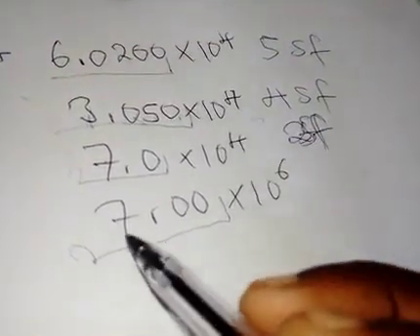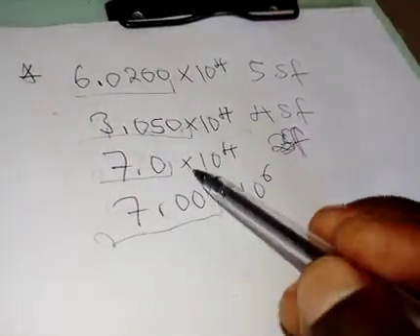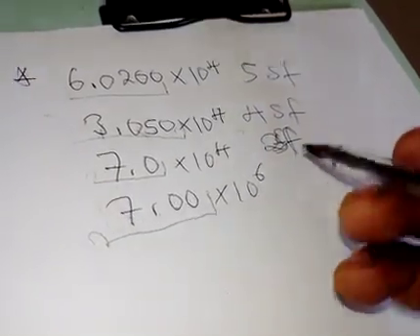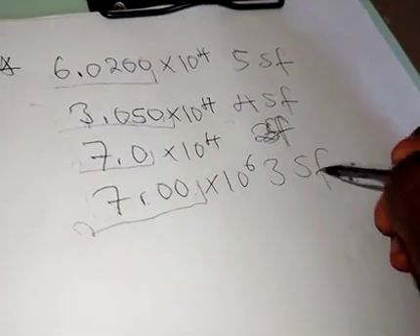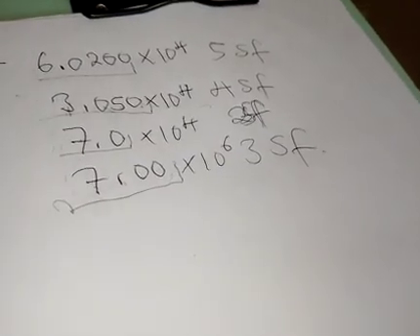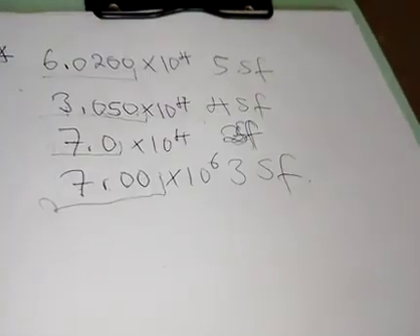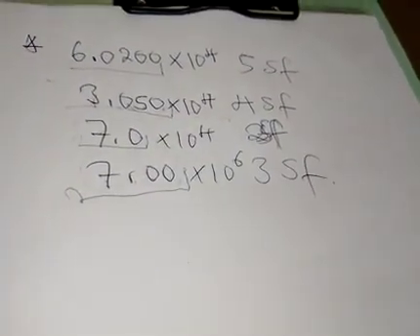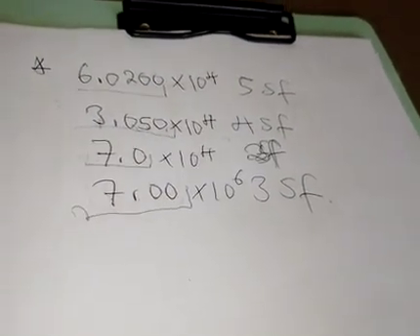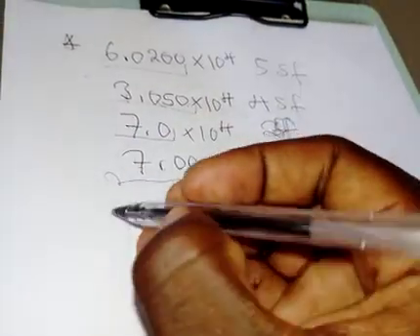Okay, then for this one, 7.00 times 10 to the power 6, simply counting the numbers this side, 1, 2, 3. So it's 3 significant figures. Okay, so these are the rules when dealing with significant figures. Hope you have understood. Then let's also talk about the significant figures in calculations.